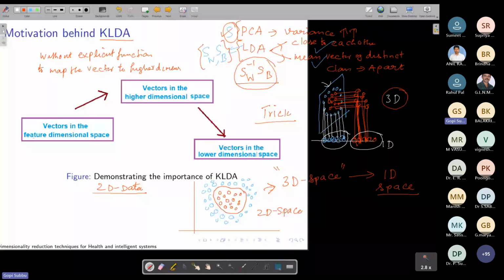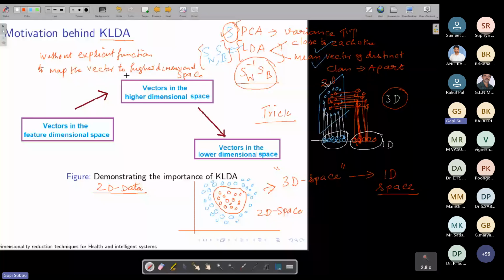What do you mean by that? Actually, I told you that you need to map to the higher dimension. From 2D to 3D, you need to map, and then you need to project back to the lower dimension, I mean 1D like this, right? But there is something called the kernel trick. We are going to use that kernel trick.